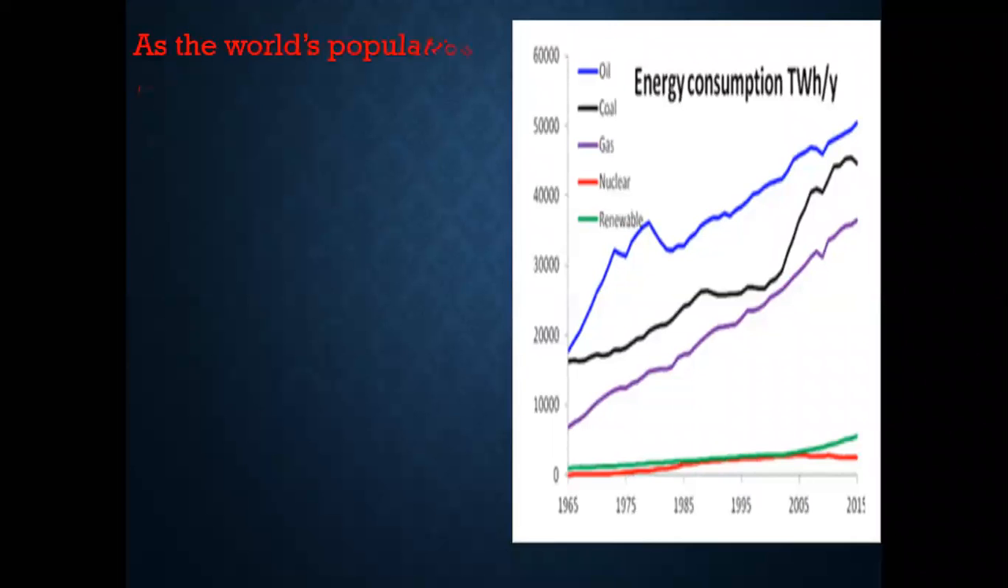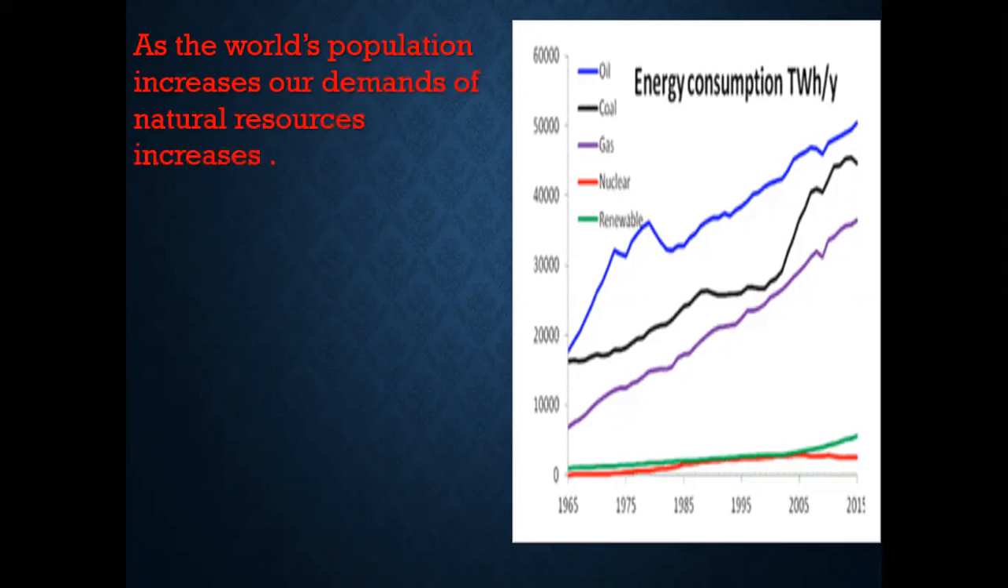Okay, as the world's population increases, our demands of natural resources increase. What is the meaning of population? Number of people. Number of people, very good. Ranim? Population. The humans in the world. The humans in the world, very good, excellent.